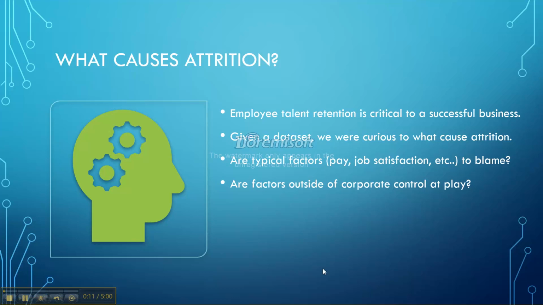So first, we're curious what causes attrition. Obviously, talent retention within a company is critical to have a successful business. It's a multi-billion-dollar industry, and given a data set, we're curious to see if we can determine what exactly causes attrition. Is it going to be typical factors at play? Pay, job satisfaction, job involvement, or is it going to be outside factors, relationship status, and amount of travel?